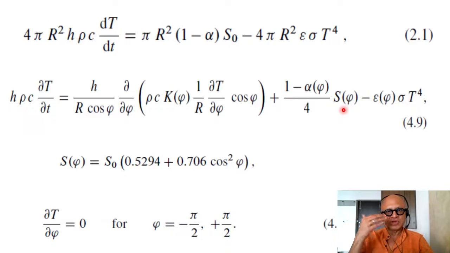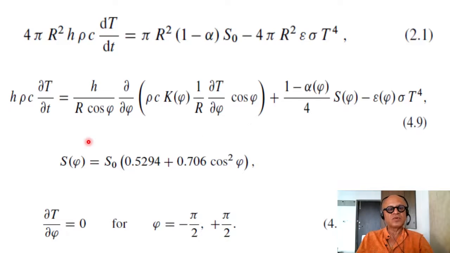So latitudinal dependence of solar energy is also considered, minus epsilon of phi, so emissivity is also a function of latitude, times sigma T to the fourth. So this is consistent with latitudinal dependence, and that allows us to also make seasonal dependence of our energy balance.